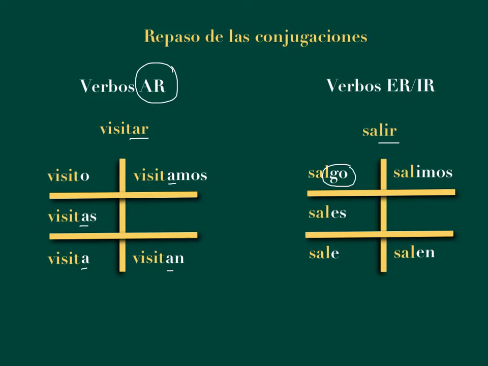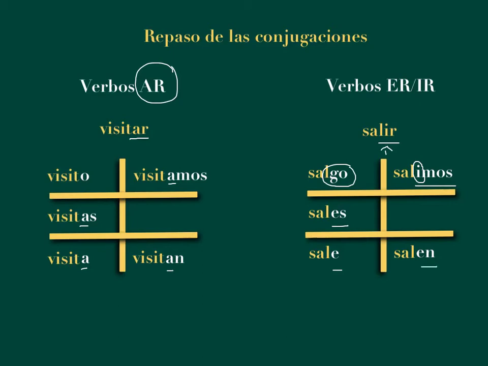Yo salgo. Yo salgo. Salo doesn't work. Okay, pronunciation here tells us that we need to say salgo. Everything else, though, is a typical IR verb. Tú sales, él, ella, usted sale, nosotros salimos with an I, because this is an IR verb, and you can see that right there. That tells you that it is going to use the I ending just in the nosotros. Everything else will have an E. And then ellos, ellas, ustedes salen with an EN.